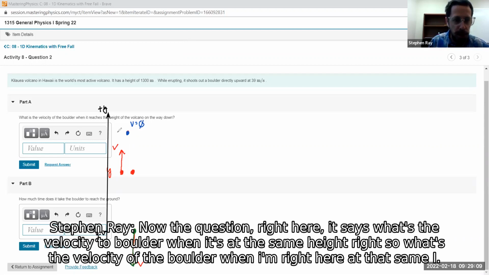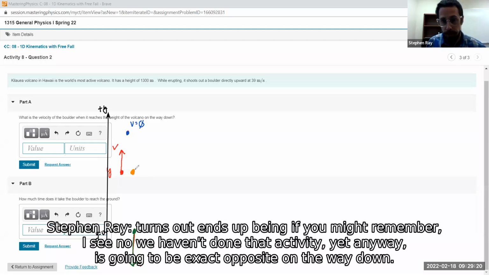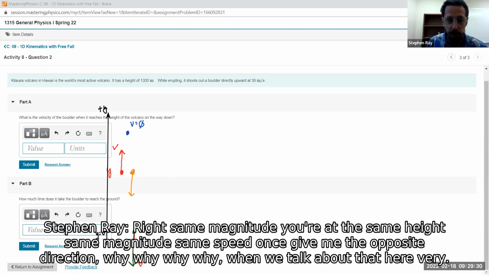Now the question says, what's the velocity of the boulder when it's at the same height? So what's the velocity of the boulder right here at that same height? It's going to be the exact opposite on the way down. Same magnitude, same height, same speed, but in the opposite direction.